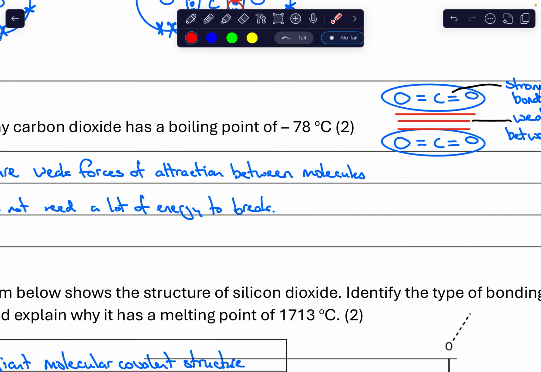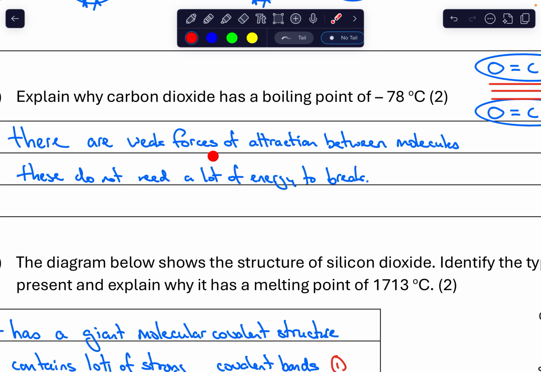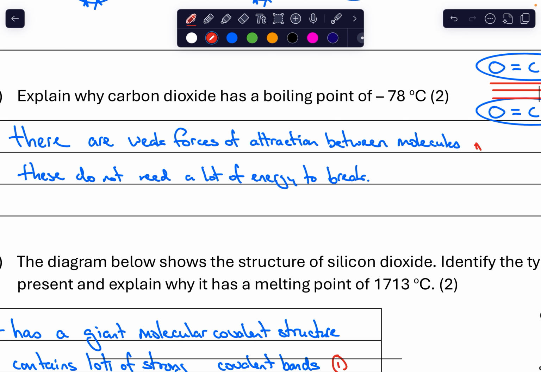So my answer needs to really explain that. So there are weak forces of attraction between the molecules, and they do not need a lot of energy to break. So I'm not breaking bonds, but I'm breaking forces. In an exam, stating that gets you a mark, and then explaining that it doesn't need a lot of energy gets you a second mark.